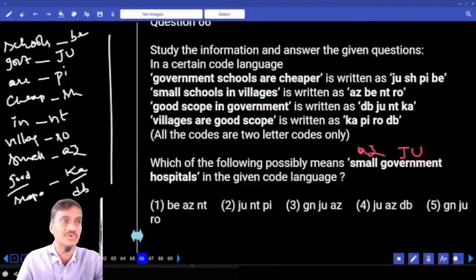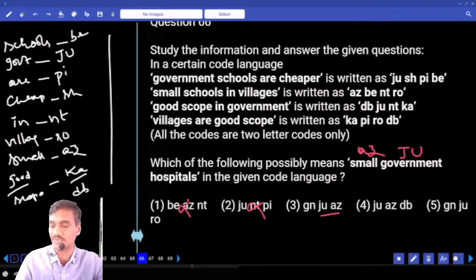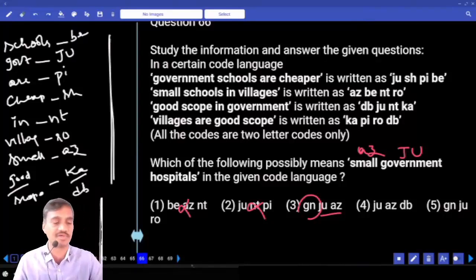It must be some code other than the one given in B. What can it be? AZJU. AZJU is not there here. AZ is not there. AZJU GN. Can GN be the code for this one or not? Is there a chance or not? Yes, because GN is not given as the code for any one of these words, and it can be the code to this.